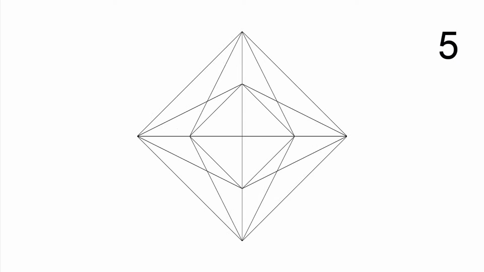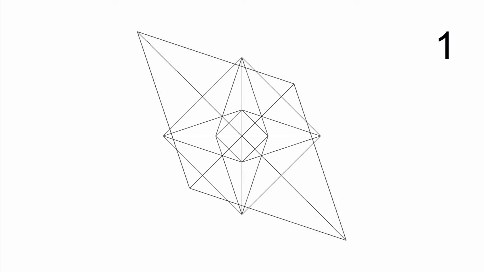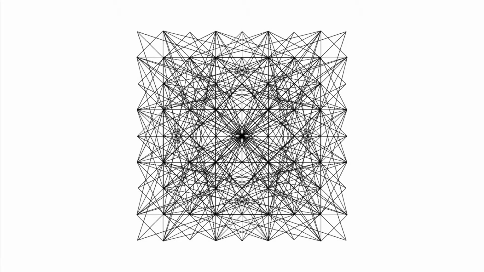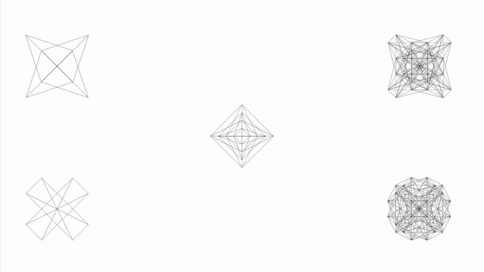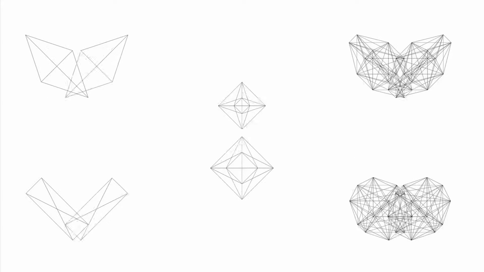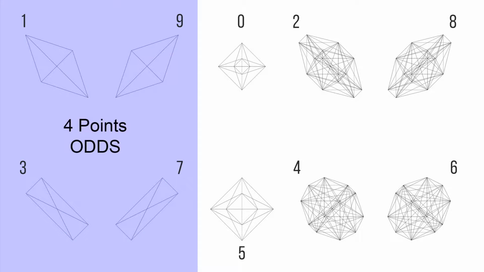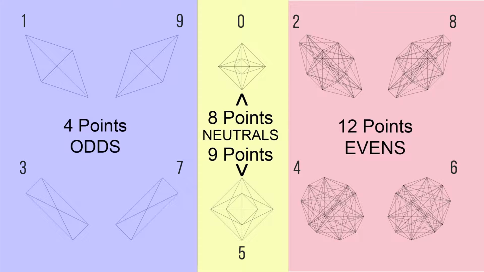Examining the two-dimensional shapes of numbers, I began to notice some more patterns. First, how artistically beautiful the patterns all looked when superimposed on top of each other. Second, I noticed each digit had a geometric polar opposite. Third, that two-dimensional numbers have three classifications: odds consisting of 4 points, evens consisting of 12 points, and neutrals which don't fall into either previous category.